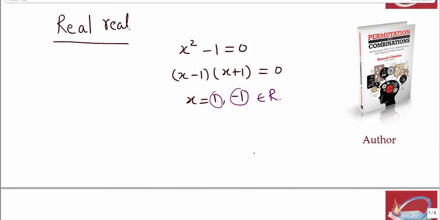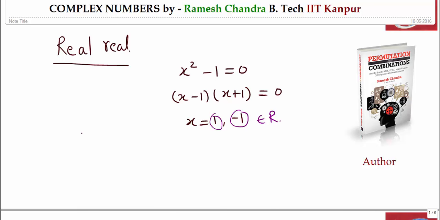Now let us have one more equation, that is x square plus 1 is equal to 0. Think about this equation. This can be written as x square is minus 1. We know that for any real number, if we square it, we always get a positive number. So there is no real number whose square is equal to minus 1.